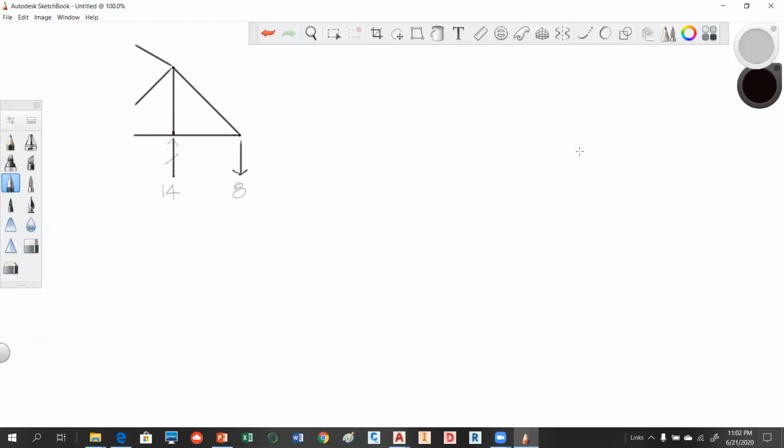Okay, we're looking at problem 14, it's an extension of problem 13. And in this case, we're going to be solving the members on the left side of the truss. So we have a member here, and a member here, and a member here, and we have member GH, member CH, and member CD.